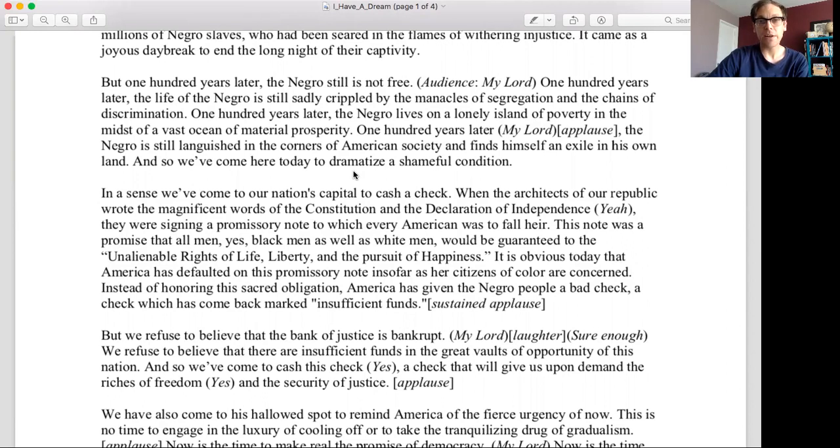100 years later, the Negro is still languished in the corners of American society and finds himself an exile in his own land. And so we've come here today to dramatize a shameful condition."